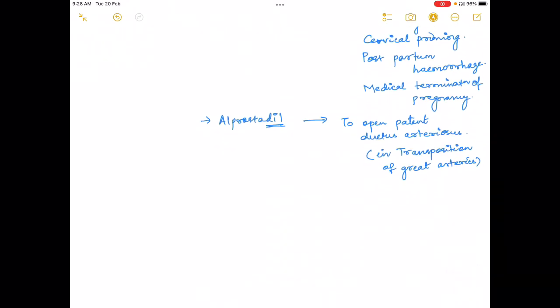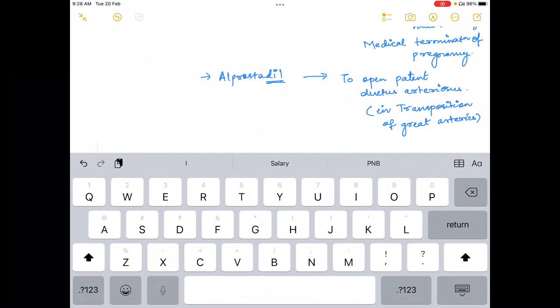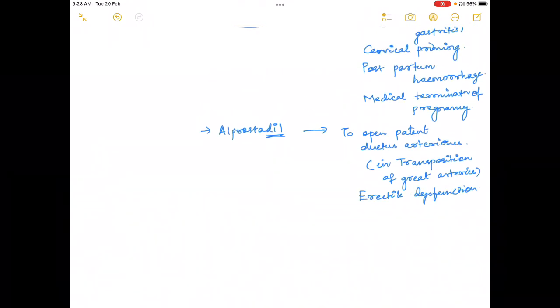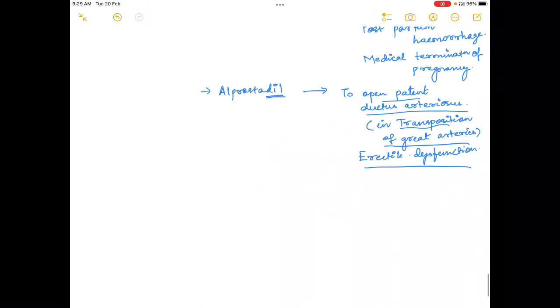Apart from that, alprostadil is also used in case of erectile dysfunction. Because "dil" is there, it will be used in some condition of the heart. So it is used to keep the ductus arteriosus patent in case of transposition of great arteries. Apart from that, it is also used in erectile dysfunction.